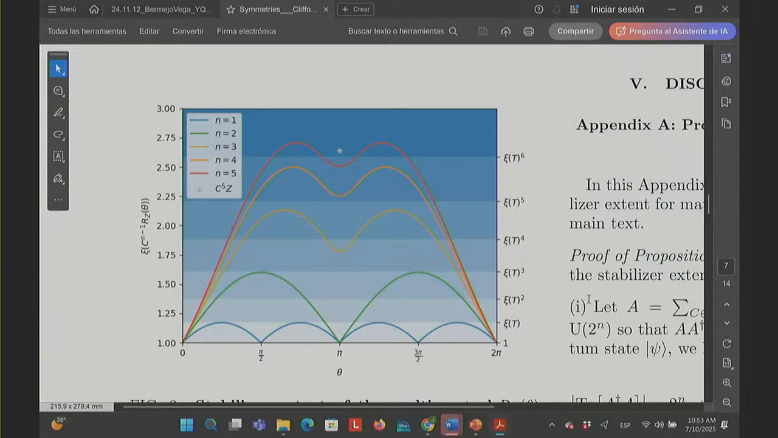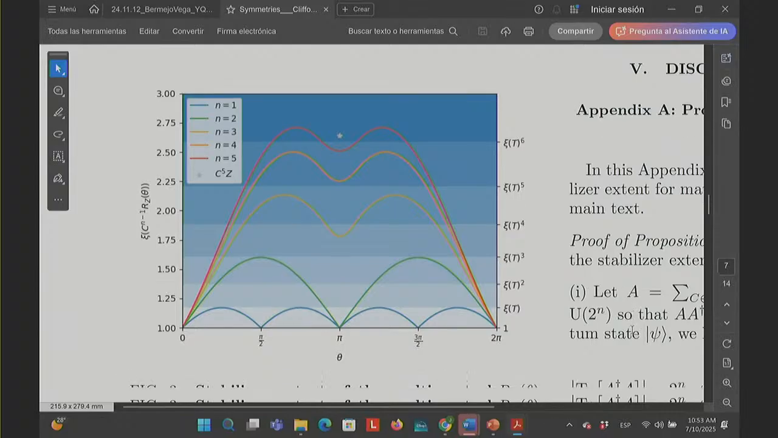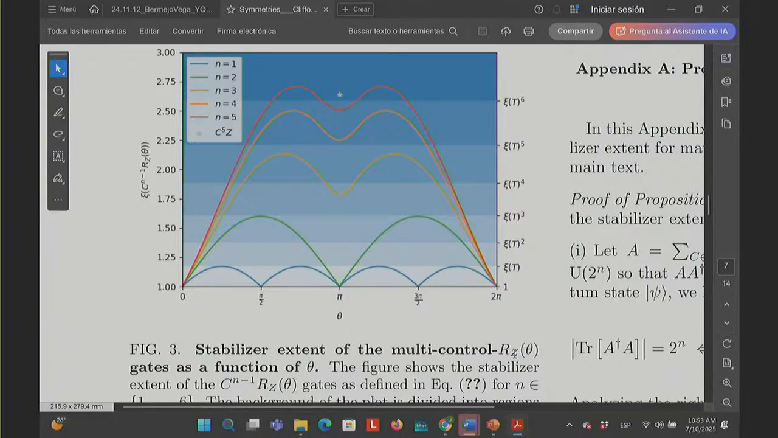This here, what you have in here is the extent of control rotations.